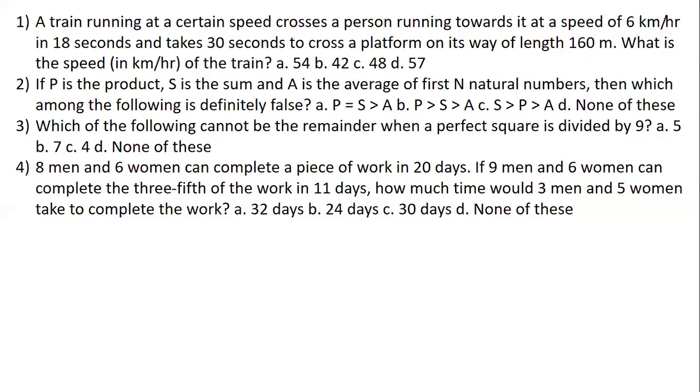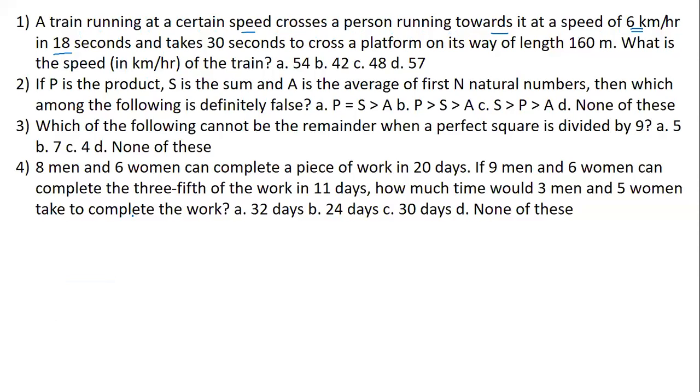So let us take these 4 questions. Pretty simple, but let us understand how to solve these questions from a SNAP perspective. If you compare this with the CAT questions, these are very simple questions. However, let us focus on SNAP only. So let's see what the questions are. The question says that a train running at a certain speed crosses a person running towards it at 6 km/h in 18 seconds. So you know how to solve these kinds of questions.